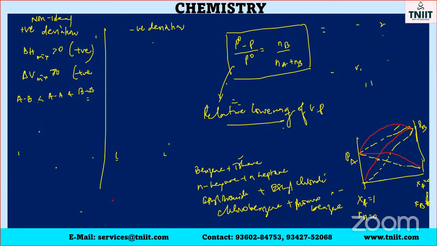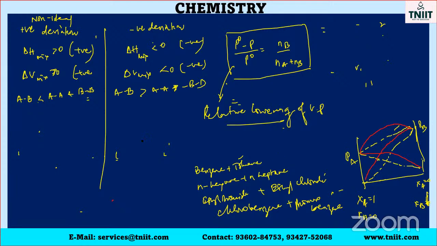Now coming to a solution which shows negative deviation. It will be an exothermic process. Delta H of mixing will be less than 0. Less than 0 means negative. Delta V of mixing will be less than 0. It is also negative. That means solute-solvent interaction will be greater than solute-solute interaction and also greater than solvent-solvent interaction.